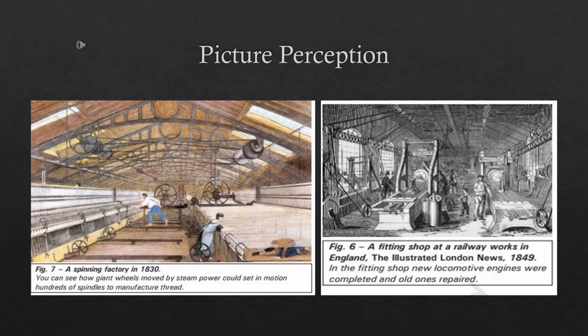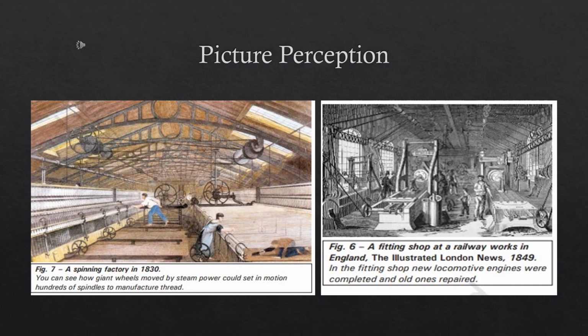Now we have picture perception. We have two pictures here. The first picture you can see is of a spinning factory in 1830. So how the spinning process is going on, you can see here. You'll get more information in the next unit as well. You can see how giant wheels moved by steam power could set in motion hundreds of spindles to manufacture thread. So steam power is used in this spinning factory.